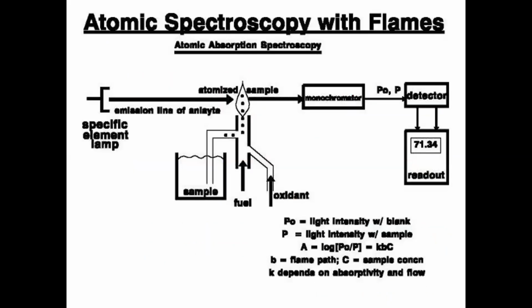Atomic spectroscopy with flame. This is the diagram: line of light, atomized sample, monochromator, detector, readout. Sample, how to introduce the sample. Yes, sample, readout.